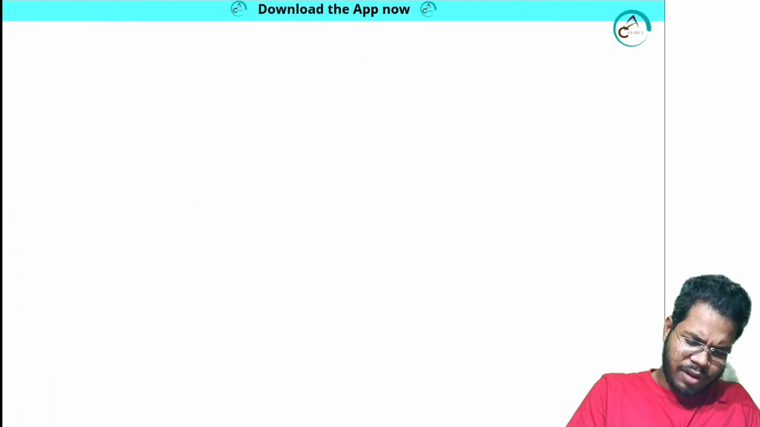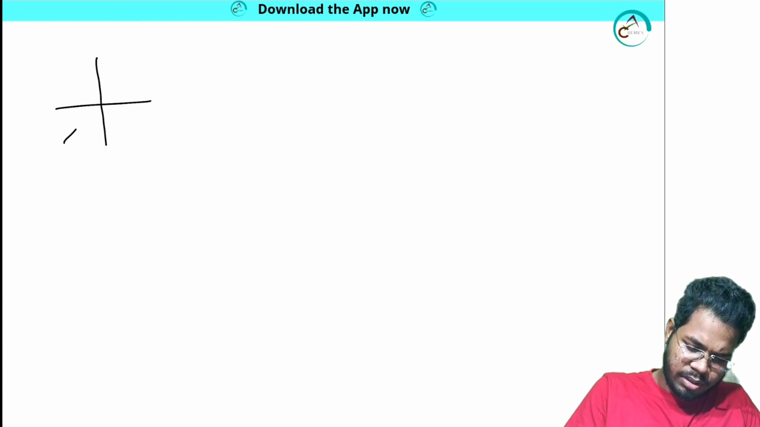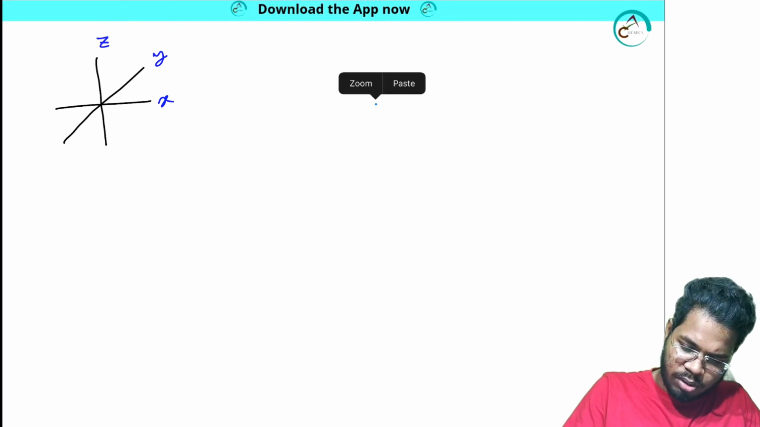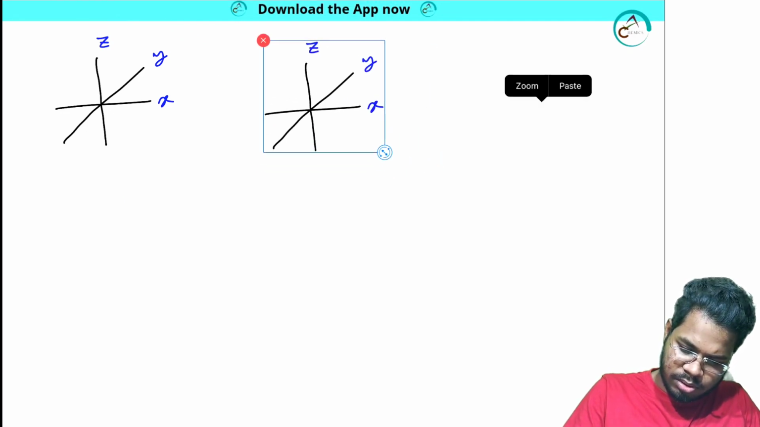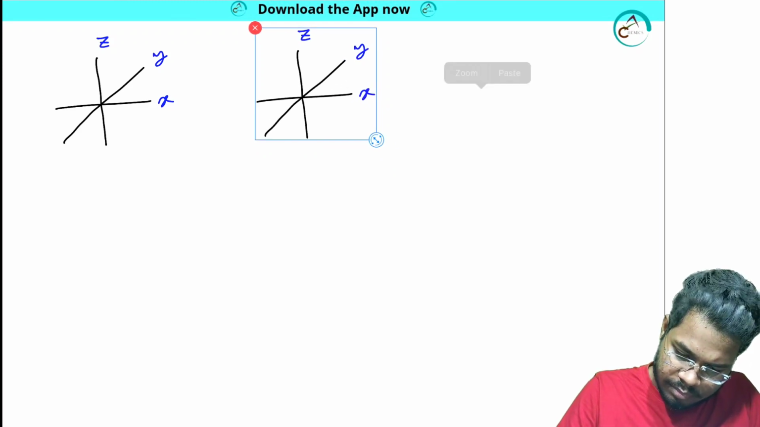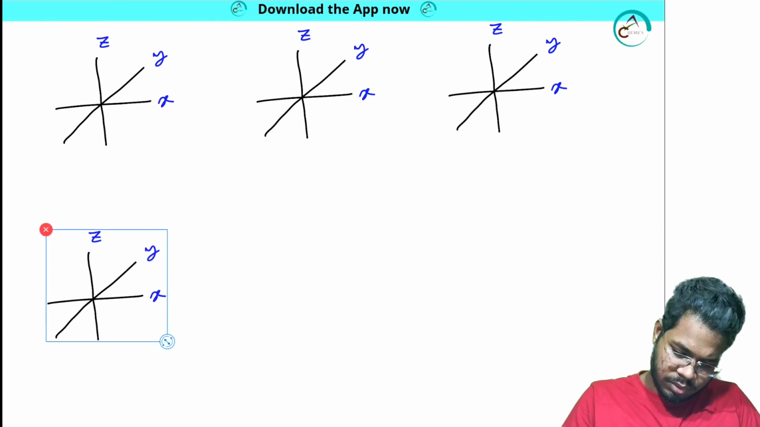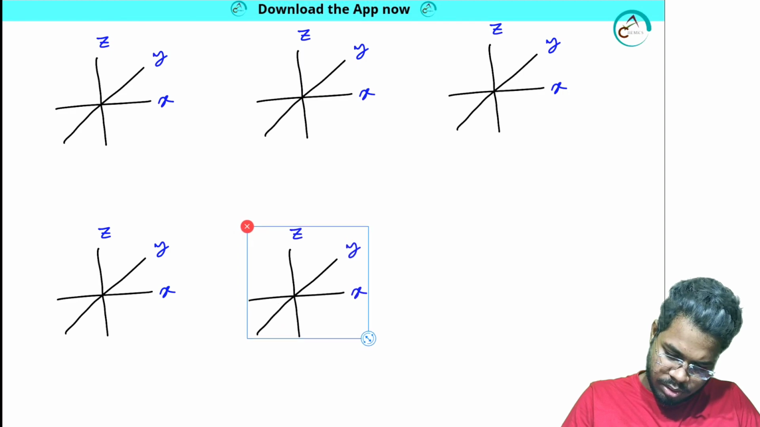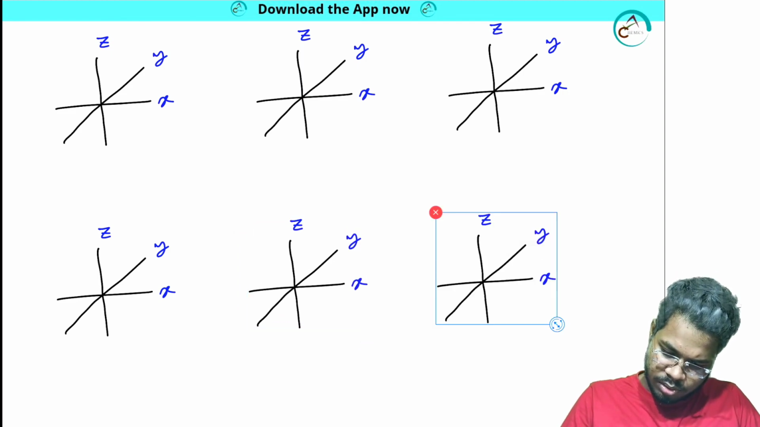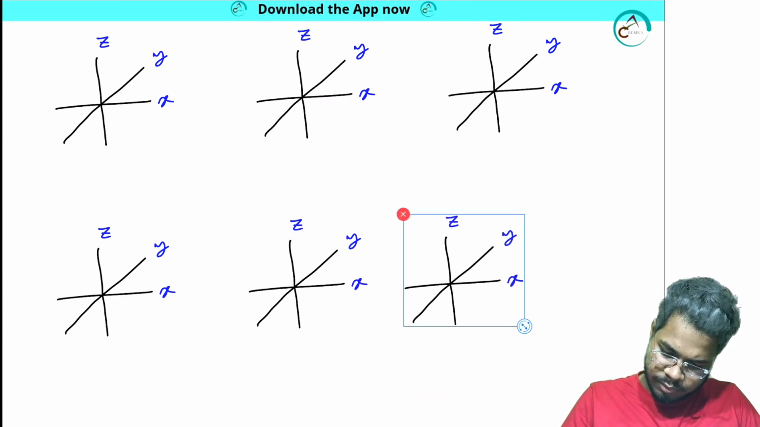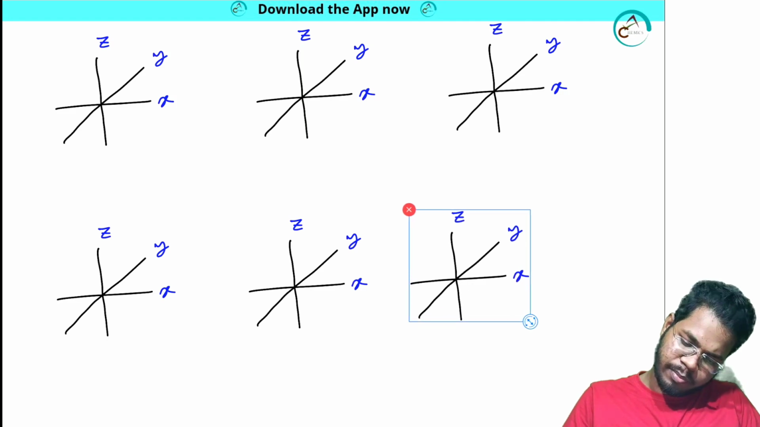So the first one will be dx square minus y square. This is x, this is y, this is z. I am trying to copy this one, and I don't want to draw every time. Okay, it's done. No problem. We are done.